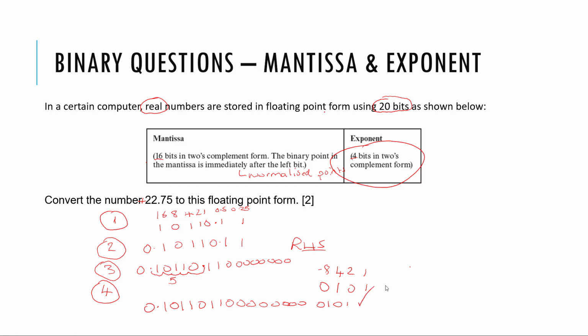So step 1, convert the number in the smallest number of bits. Step 2, put a 0 point at the front to normalize for positive numbers. Then step 3, pad to the required number of bits for the mantissa that's provided in the question. Step 4, then work out the difference between your first decimal point and your second one. And that's it, people. Simple as that.